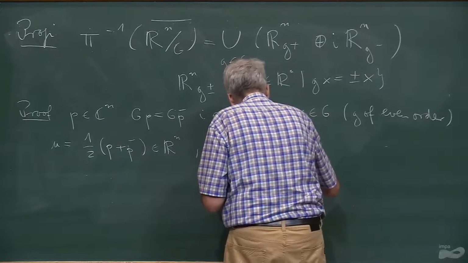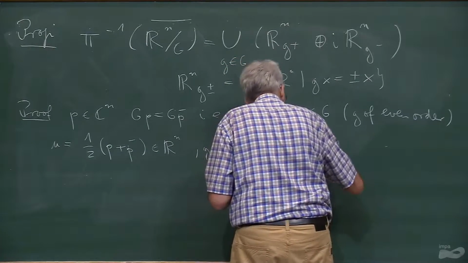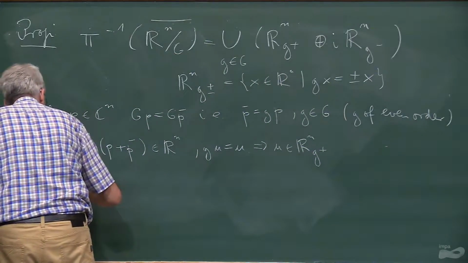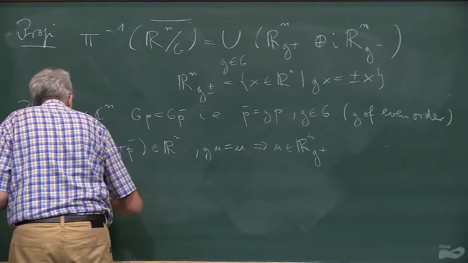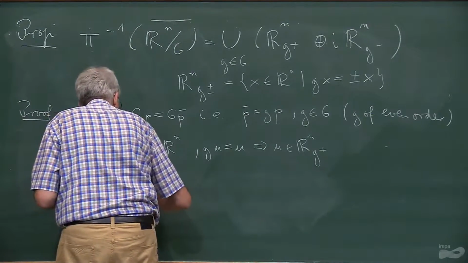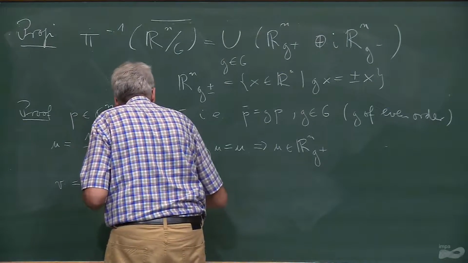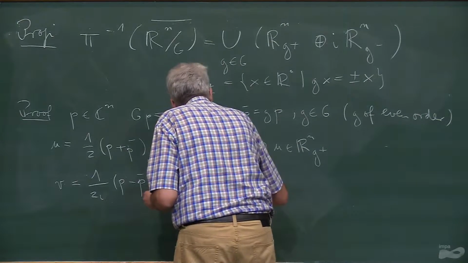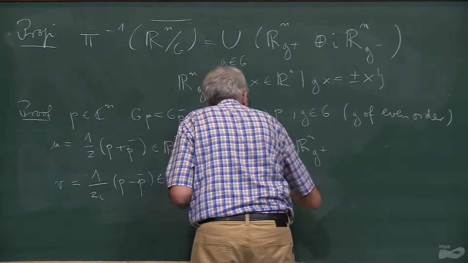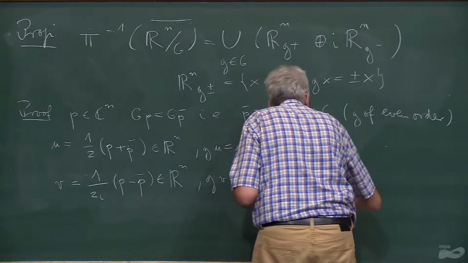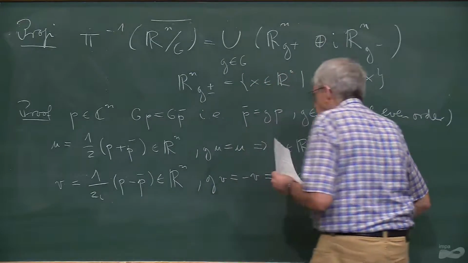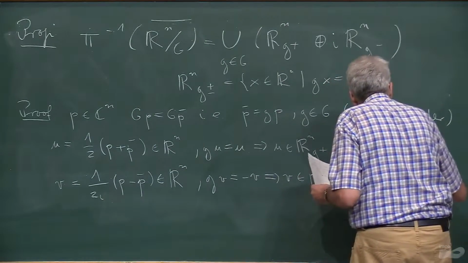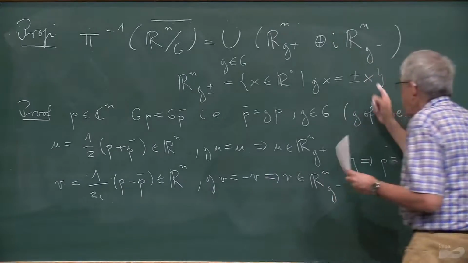So U is in Rn_g plus, and we consider V equal to 1 over 2i (P minus P bar). This is also an element in Rn. And for this element, g of V is equal to minus V. So V is an element in Rn_g minus. So altogether, we can write P as U plus iV. And this shows the proposition.